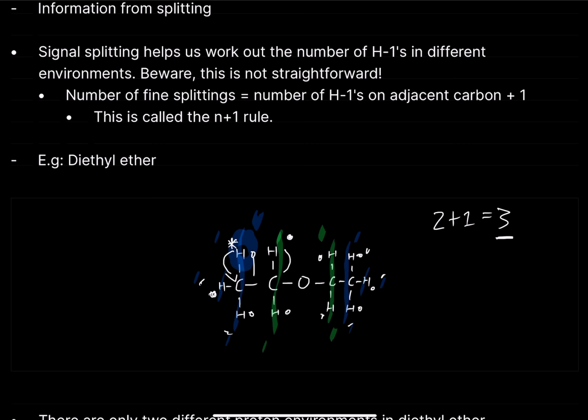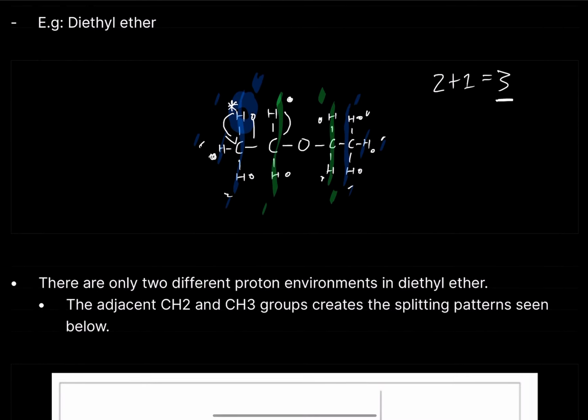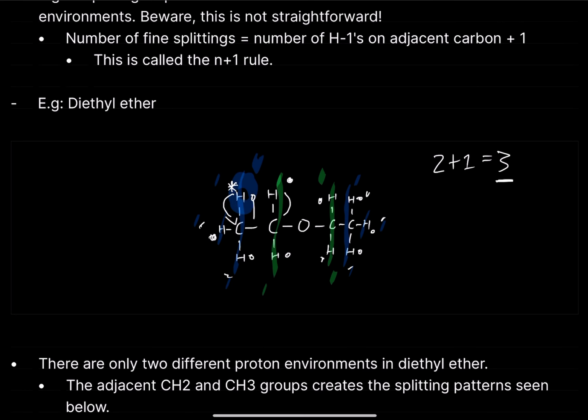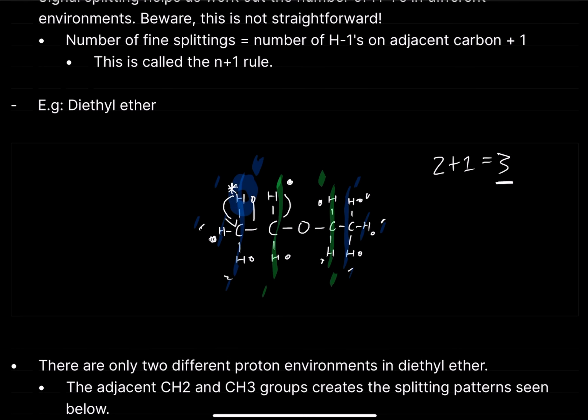Oh, actually, would it be? Yeah, it would just be that. Sorry, I forgot that there is an oxygen here. If this oxygen wasn't here, it would be a lot different, but we don't have to worry about that. Anyway, this will be a quartet. Why? Because this hydrogen is bonded to a carbon that's next to a carbon that's bonded to 3 hydrogens. So that's 3 plus 1, 4.